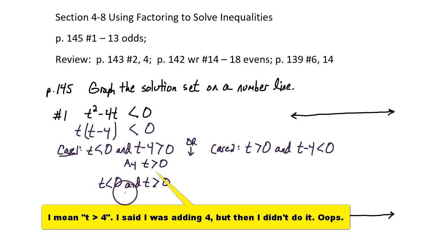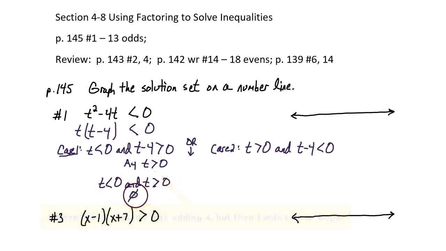Let's think about that a little bit. Can t be a number that's less than 0 and at the same time be greater than 4? No, it can't. That doesn't make any sense. So that first situation is an empty set.